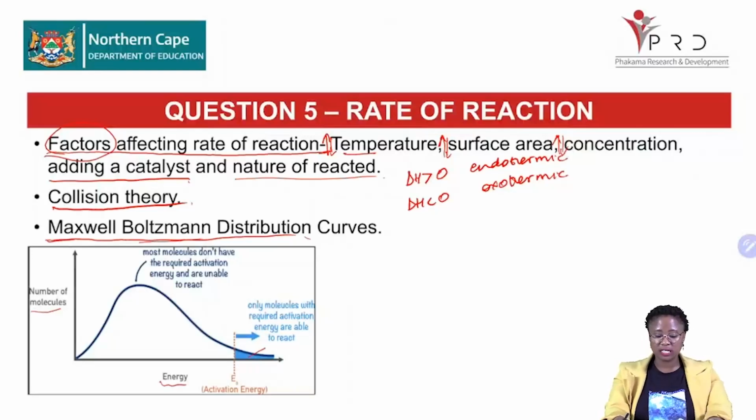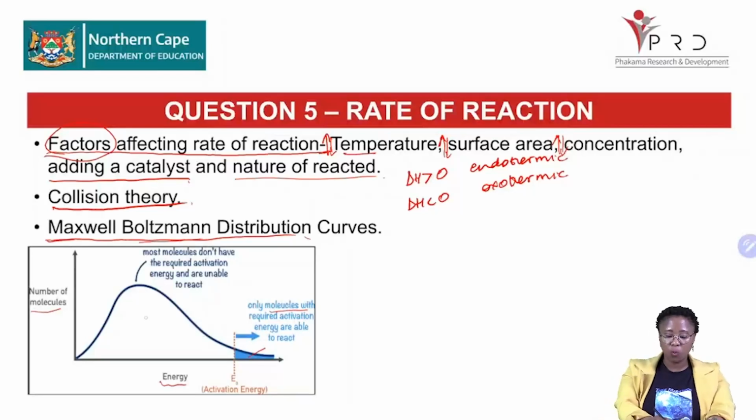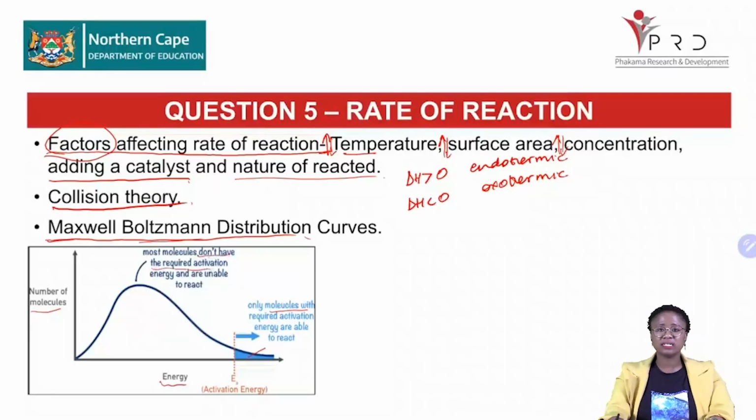Remember, the shaded area will always represent the number of particles that have enough energy to do what? To react. While the unshaded area, we are looking at the number of particles that do not have enough activation energy that is needed to do what? To start reacting. Very important to remember the difference between the shaded area and the non-shaded area.